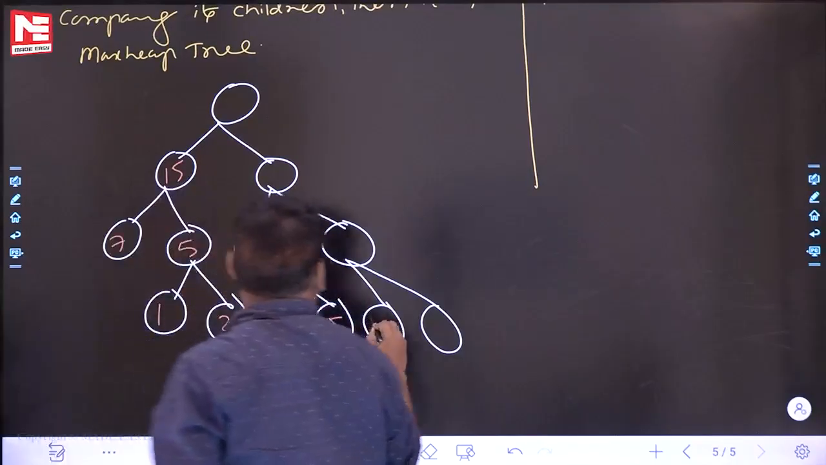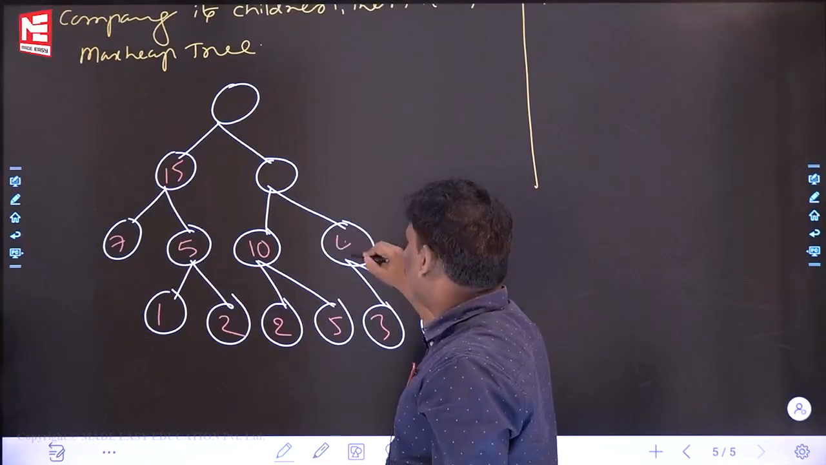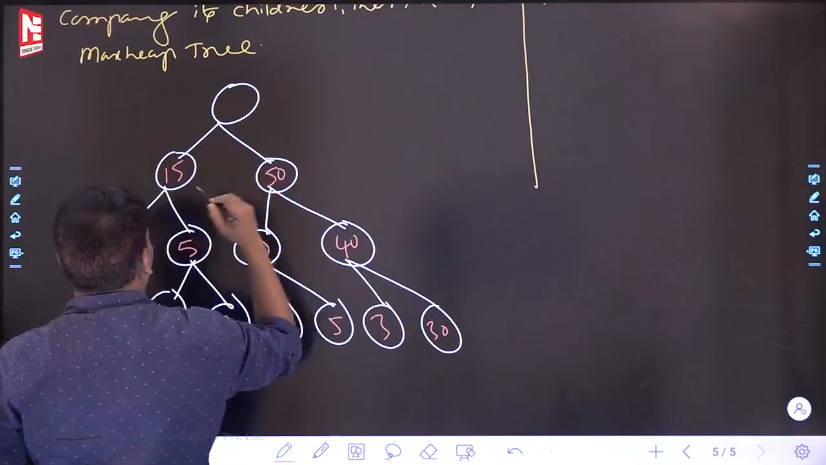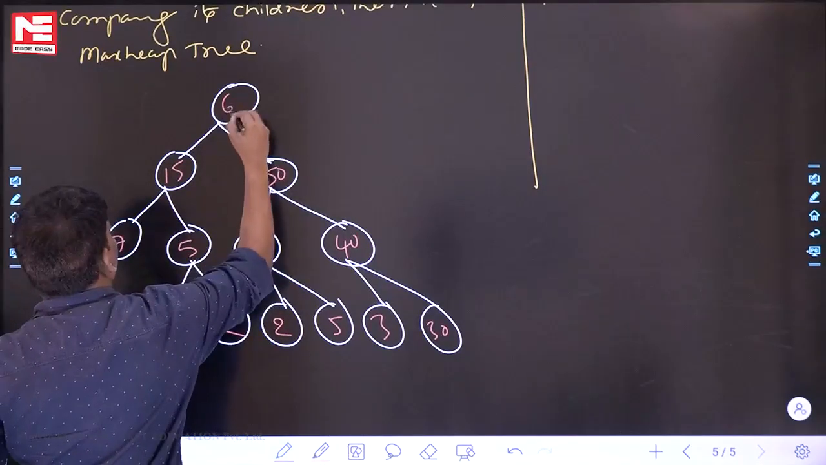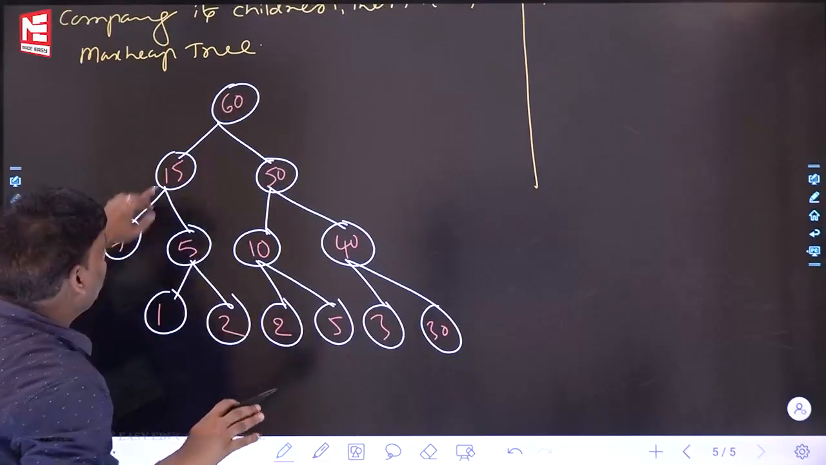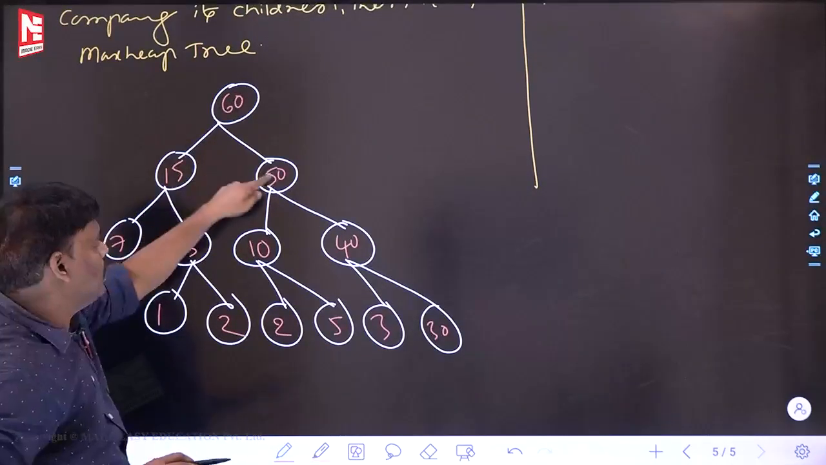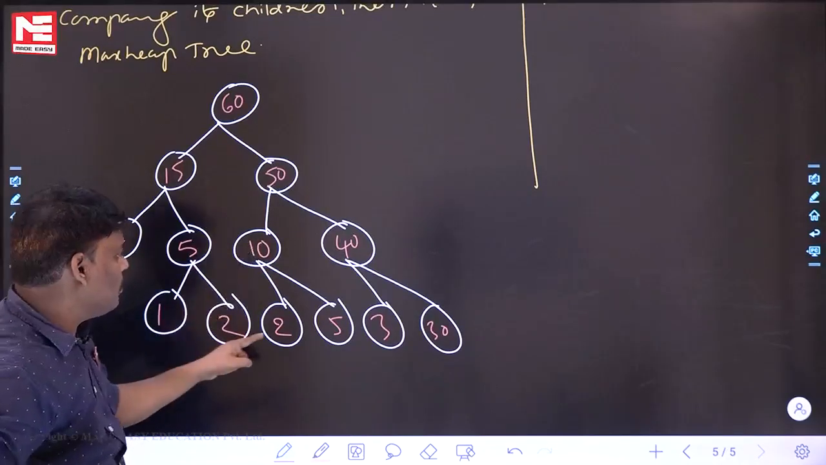Next one, it is a 3, it is a 30, what should it be? 30 or more than 30, 40. It is a 10, it is a 40, it should be 40 or more than 40, 50. It is a 15 and it is a 50, the larger is 50, so it is 50 or more than 50, 60. Like that, at every node, root is maximum comparing its children.